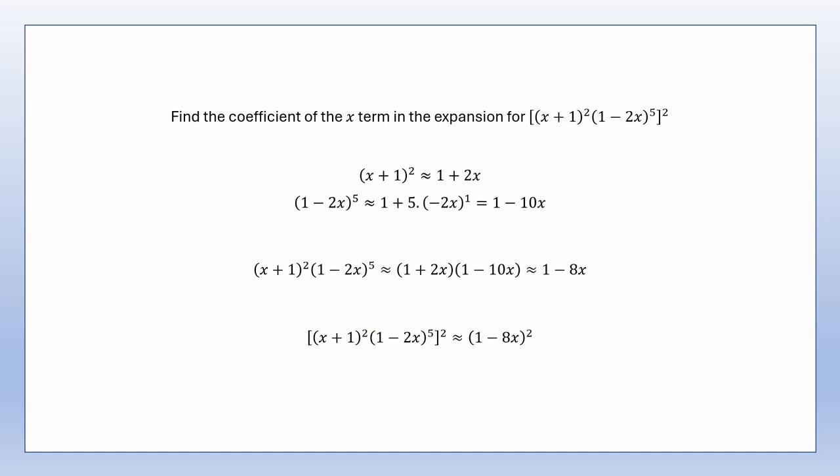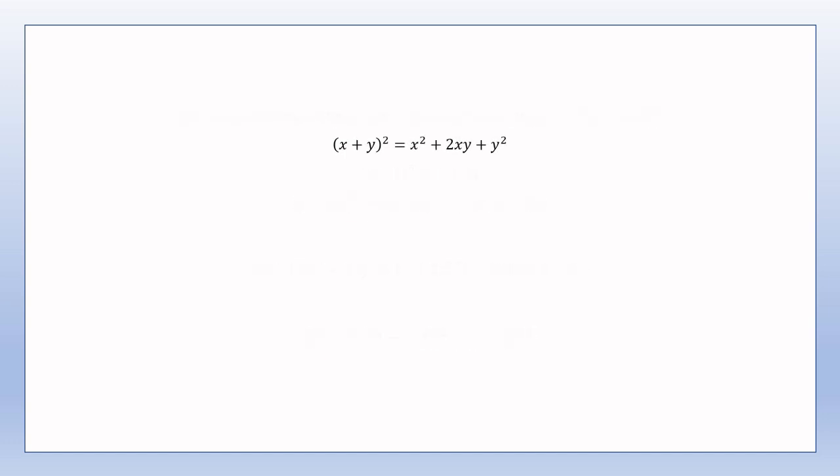Binomial expansions are concerned, as we've seen, with expansions of expressions of the form (x + y)ⁿ, and in this video n is restricted to being a positive integer or 0. If, for example, we expand (x + y)², we obtain x² + 2xy + y². If we expand (x + y)³, we obtain x³ + 3x²y + 3xy² + y³. And in the case of (x + y)⁴, we get x⁴ + 4x³y + 6x²y² + 4xy³ + y⁴.